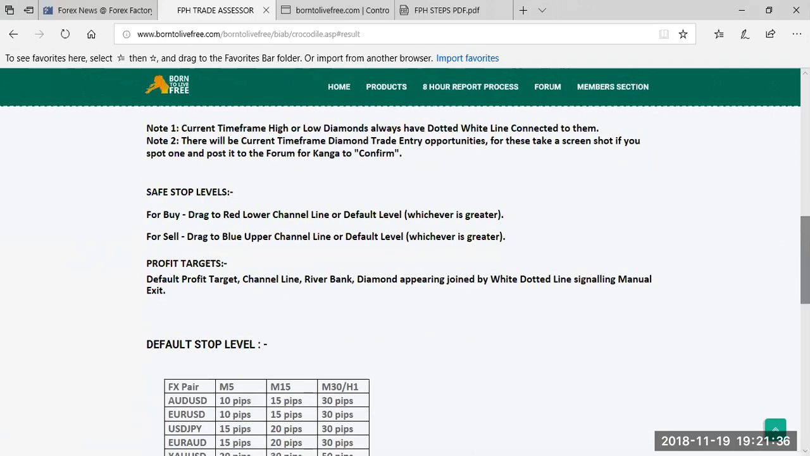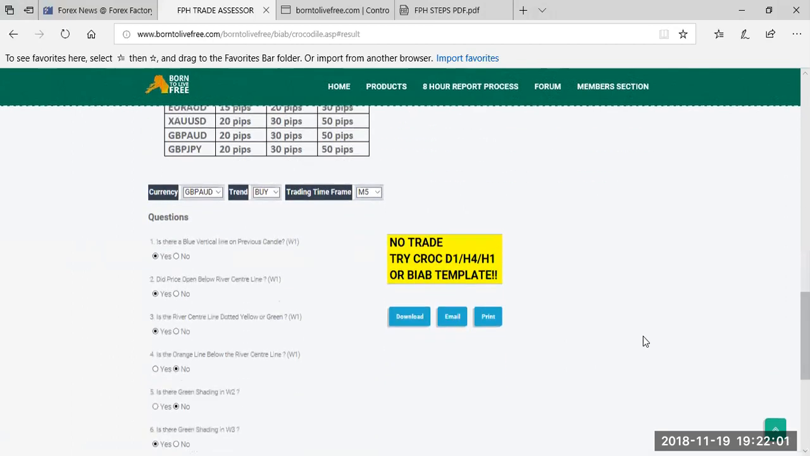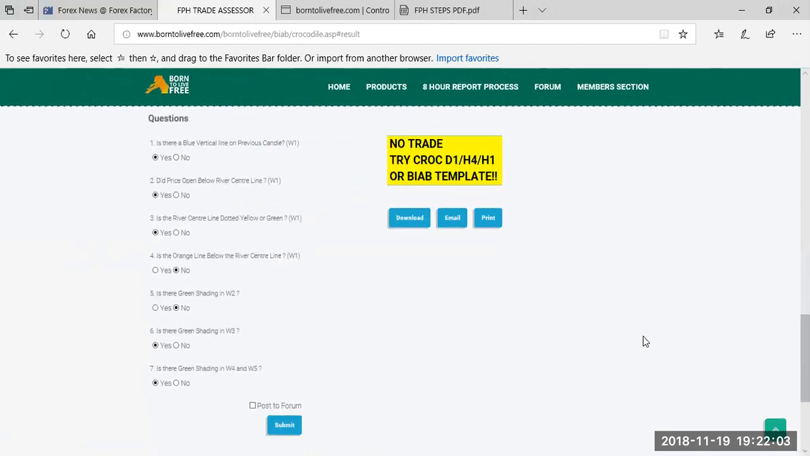Just a reminder of safe stop levels. When you place a trade, drag it to the low channel, etc., or default, because we set a default level by those yellow horizontal lines that we place in step 3 of the Fulcrum. Obviously our default targets are the default profit target, channel line, and riverbank, and a diamond appearing joined by a white dotted line signals a manual exit. Those are the default stop levels.